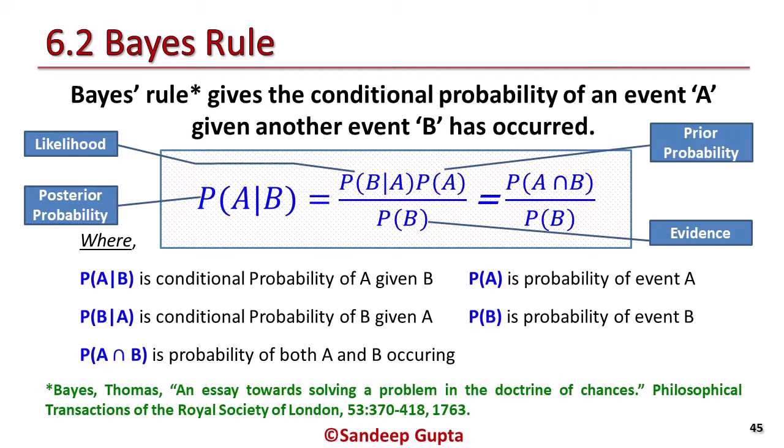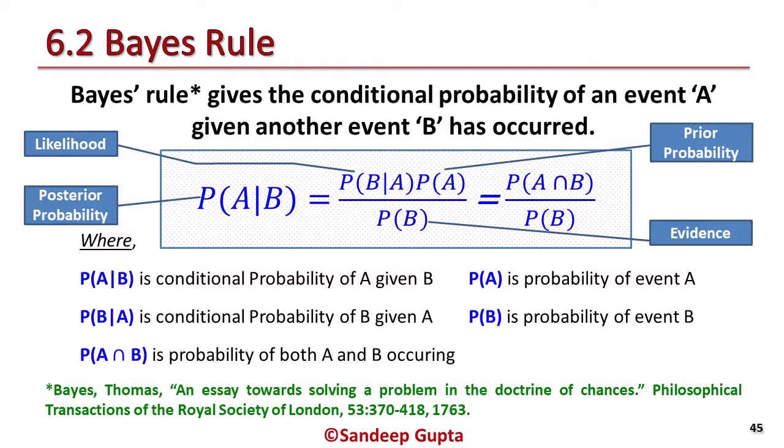Bayes' rule gives the conditional probability of an event A given another event B has already occurred. According to this rule, conditional or posterior probability of A given B will be the multiplication of conditional probability of B given A, that is likelihood of an event to occur, and probability of event A, that is prior probability. This product can be defined as the probability of both A and B occurring. Then, this product is divided by probability of event B, that is evidence. You can observe that Bayes' rule allows you to update predicted probabilities of an event by incorporating new information.